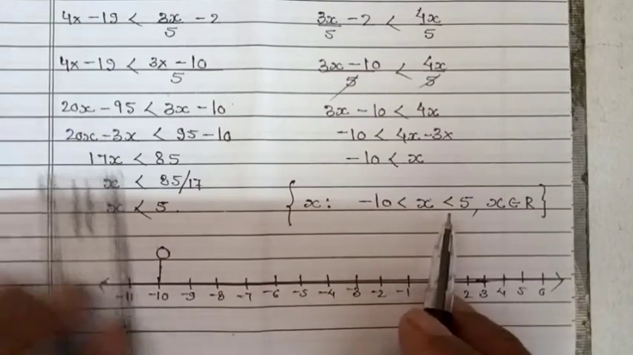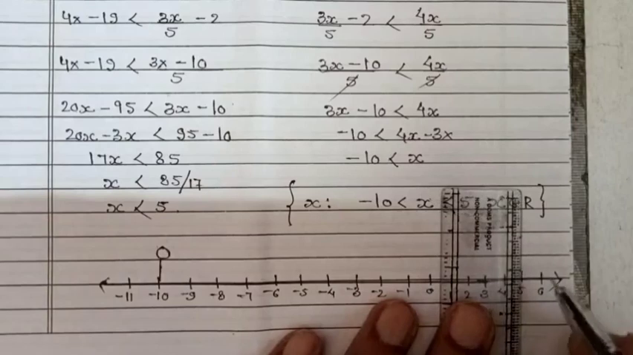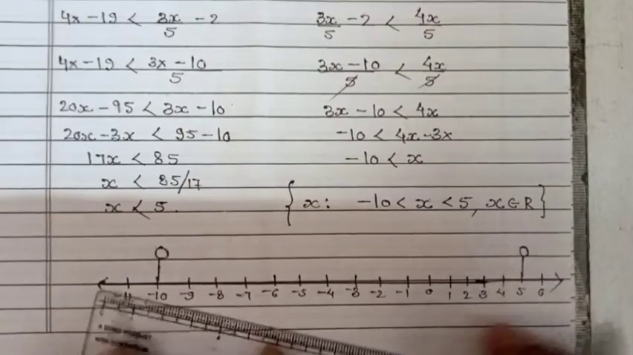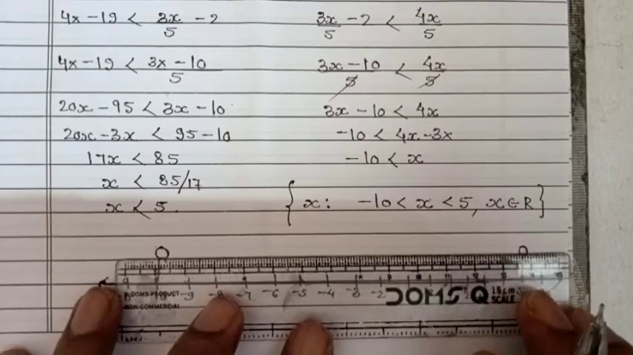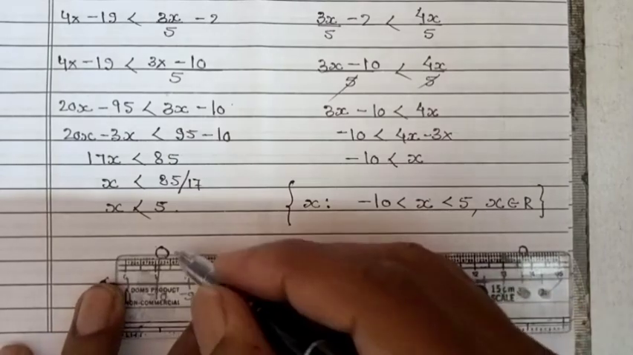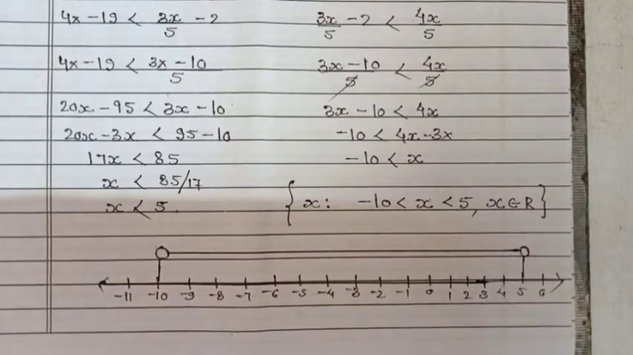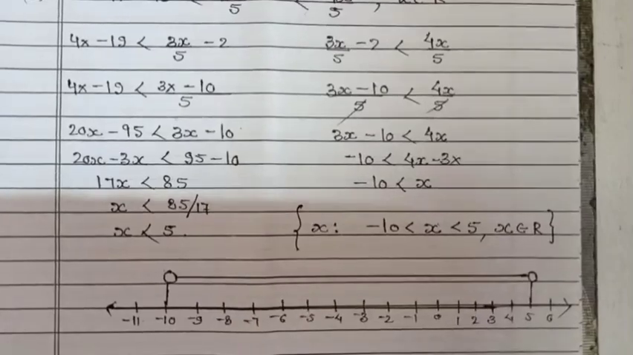Then for 5, again for 5 there is no equality, so it is to be excluded, and now all the numbers lying in between will be included. So this will be the real number line for the given solution. This is clear to you?